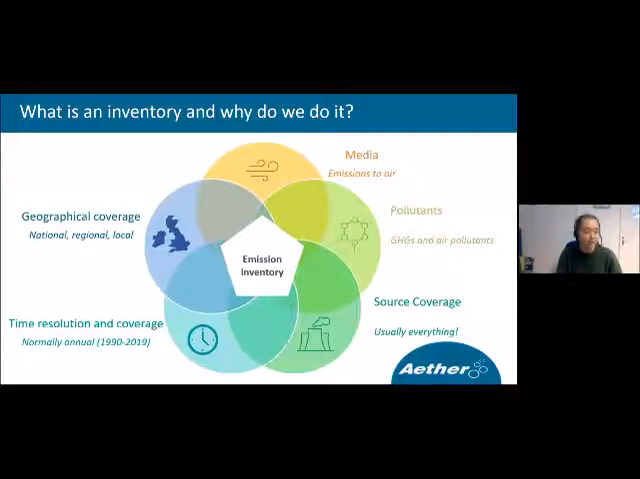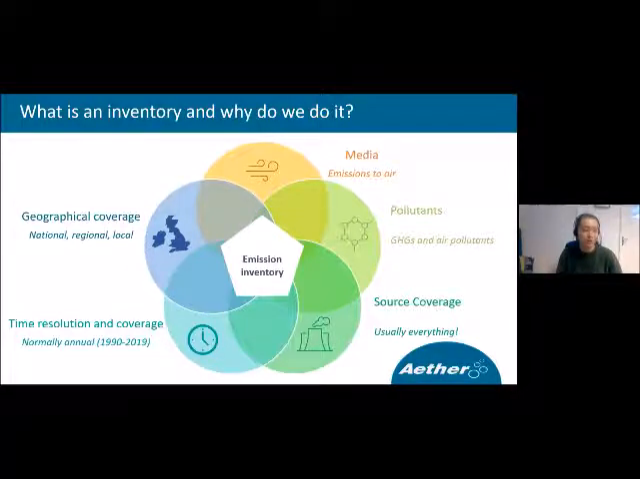The time resolution looks at the coverage, so you're trying to calculate emissions for which years. Typically we try to do from 1990 to 2019, and it's 2019 because it's X minus 2 years. Obviously we're in 2021 right now, and as it takes time to collect the data and perform quality checks, it takes about 2 years from when we've got all the data complete. So that's why it's always minus 2.